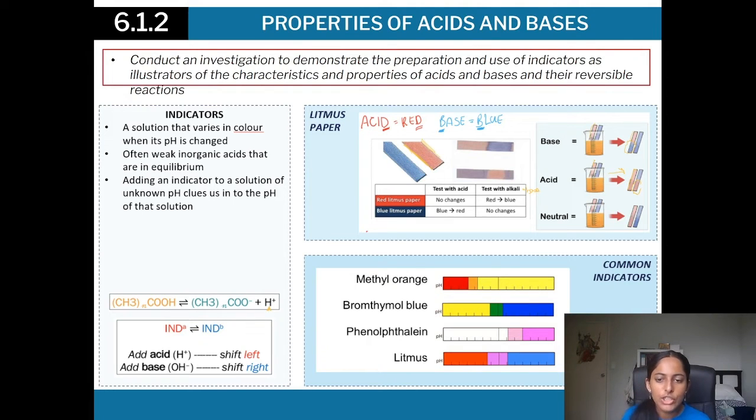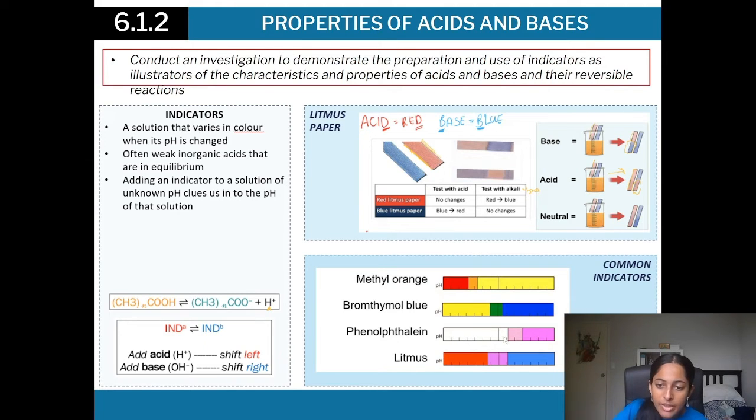For methyl orange, when it's in the transition range, it looks orange, and when it's acidic, it's red, and when it's basic, it's yellow. The transition range is when it changes color, and that's around 3.1 to 4.4. Similarly for bromothymol blue, when it's acidic, it's yellow, and when it's basic, it's blue, and when it's in its transition range, it will be green.